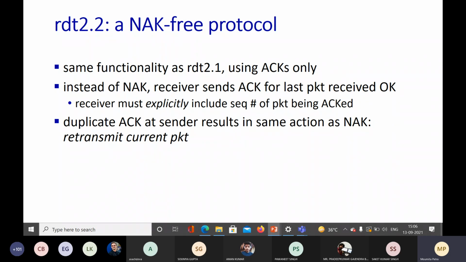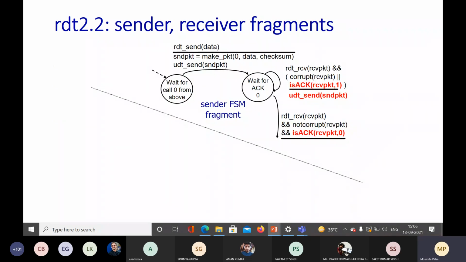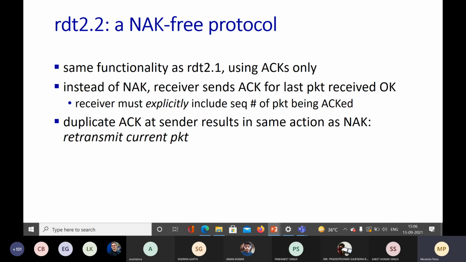Okay, so now let's see what's happening here. In this last line, you can see it is written that a duplicate ACK at the sender results in the same action as a negative acknowledgement. That means retransmit the current packet.